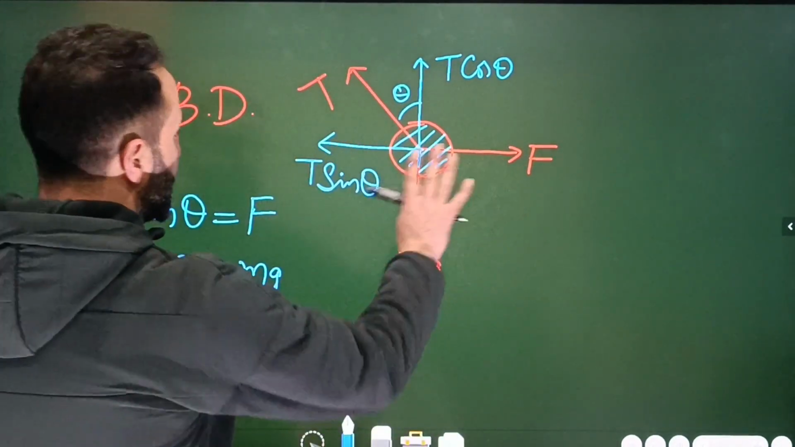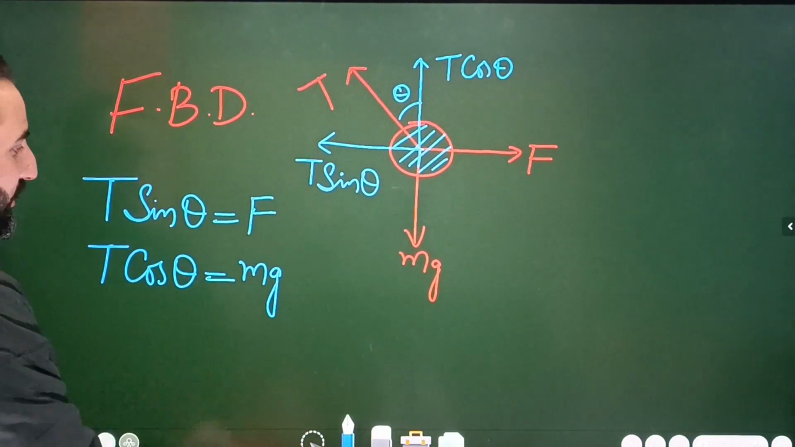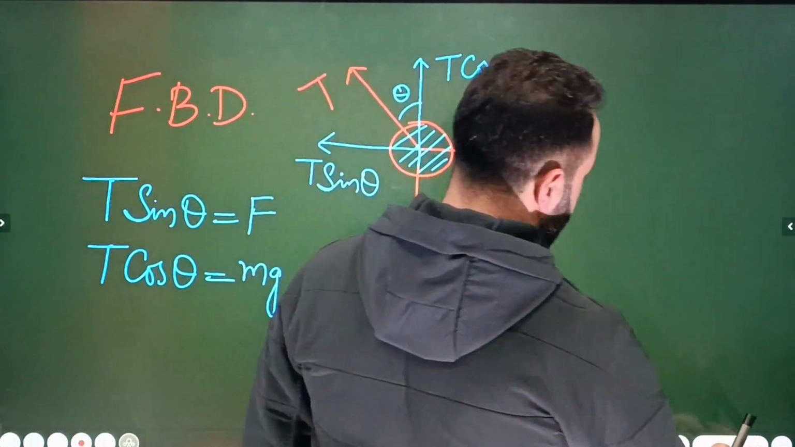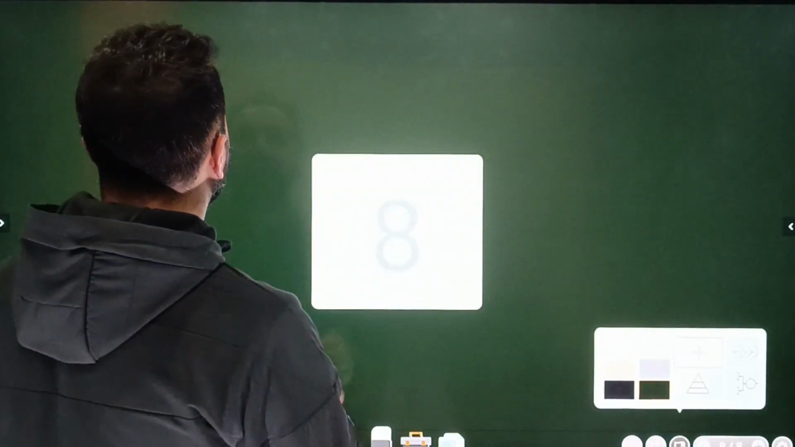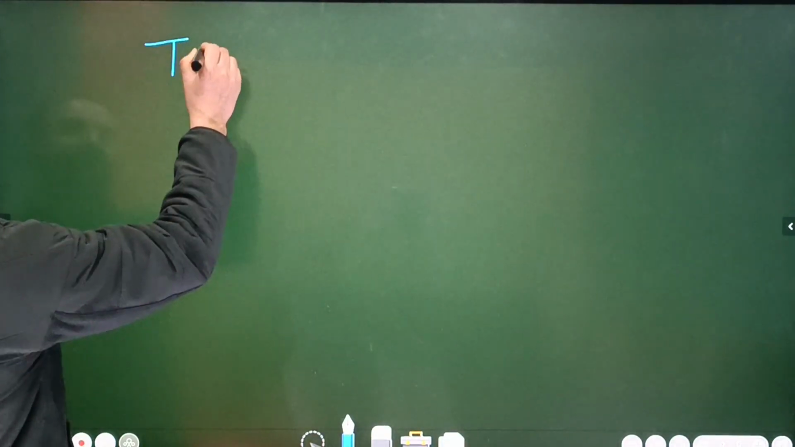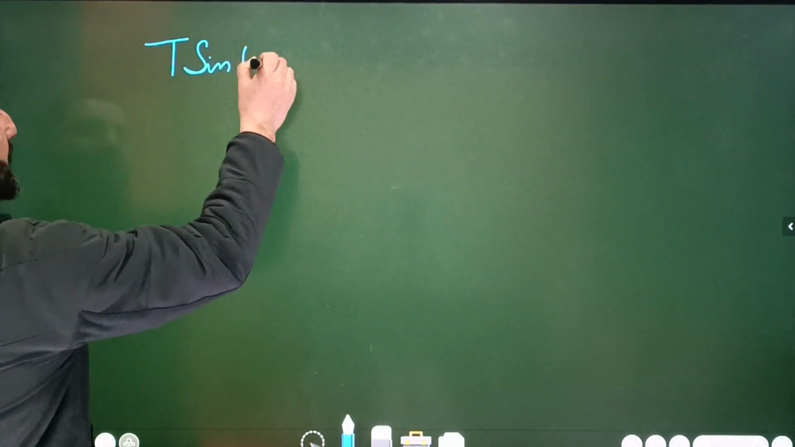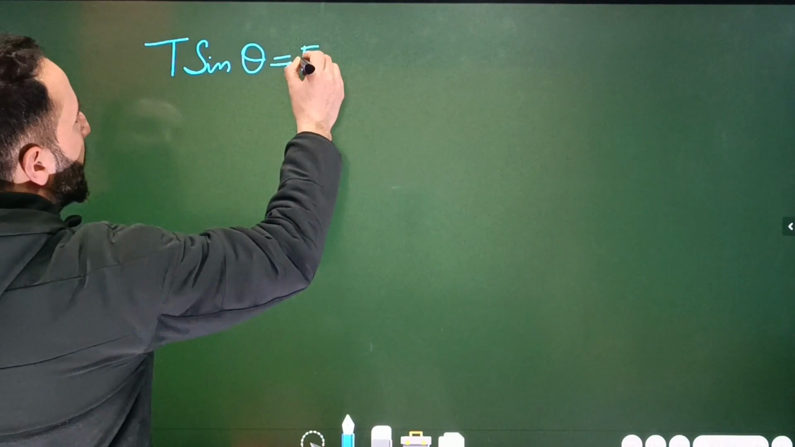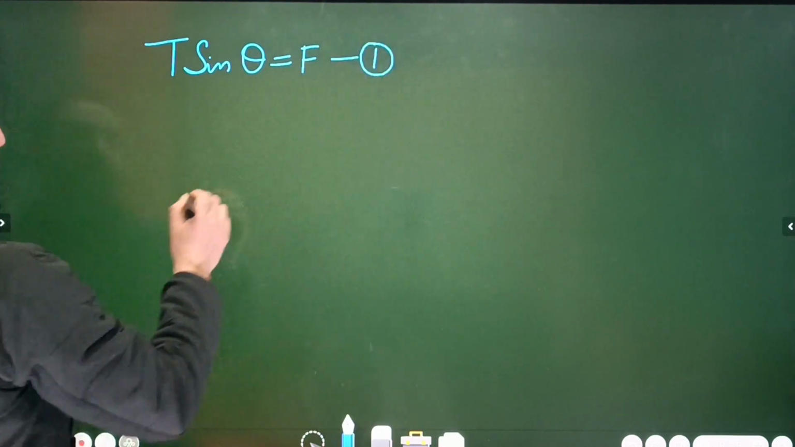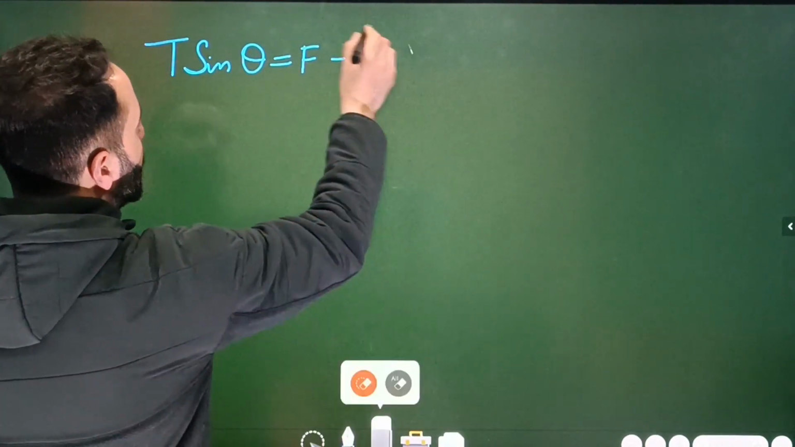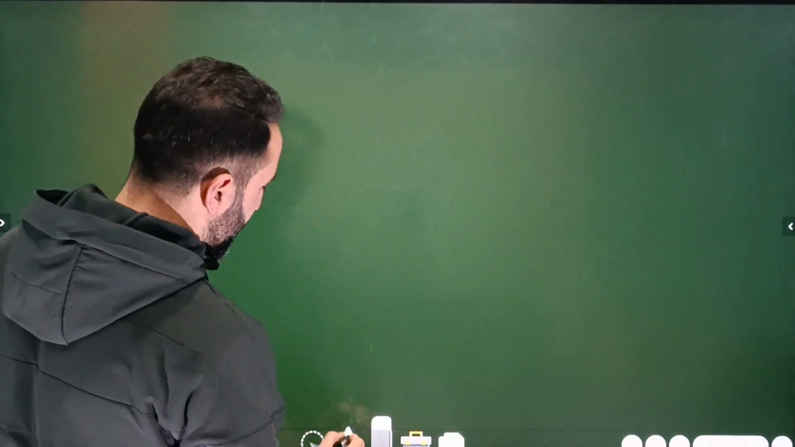So T sin theta किसके बराबर है बेटा? F के बराबर. T cos theta किसके बराबर है बेटा? mg के बराबर. ठीक है ना बेटा? So let's solve it here. But I will rewrite these two equations. So T sin theta किसके बराबर है बेटा? That's equal to F. So let me label this as equation number first. And then wait a moment. I'll write them here. यहाँ ध्यान दीजिए बेटा.